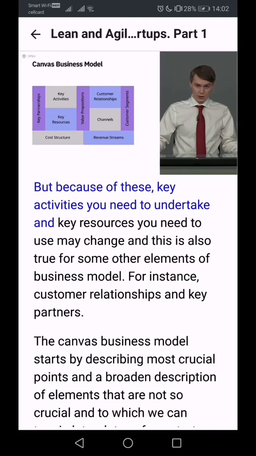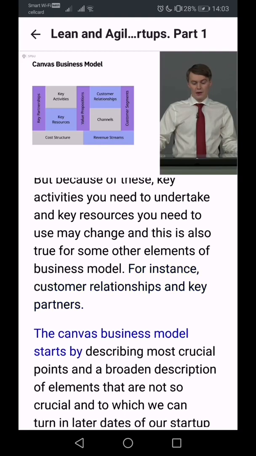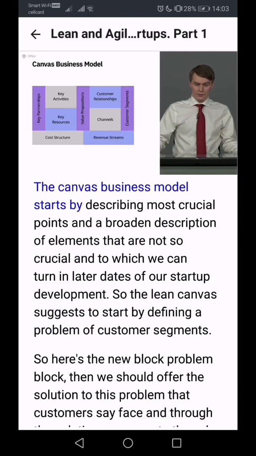But because of this, the key activities you need to undertake and the key resources you need to use may change. And this is also true for some other elements of the business model, for instance, customer relationships and key partners. The Lean Canvas business model starts by describing the most crucial points and avoiding description of elements that are not so crucial and to which we can turn in later dates of our startup development.